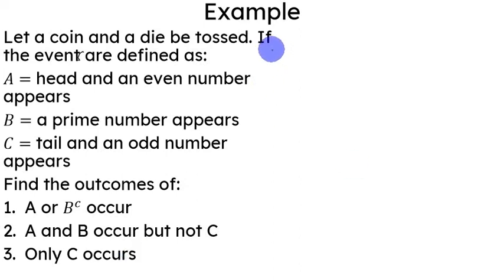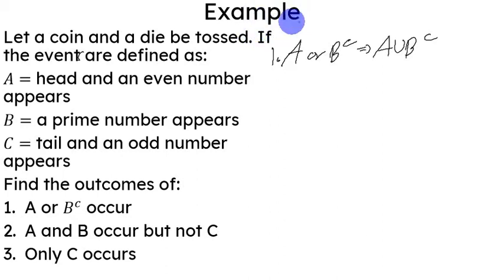Let's start with number 1 rather. A or B complement occur. So in symbols, this is A union B complement. That would mean we need to look at the outcomes of A and of B, then B complement. So first, the sample space. A coin and a die be tossed.